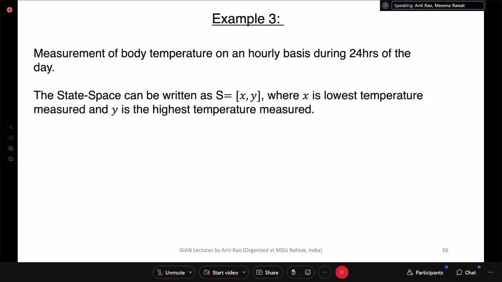Now the state space. Class will start soon, wait a bit. I didn't get the question. Can you repeat the question?